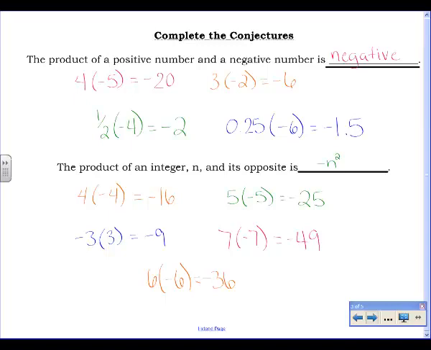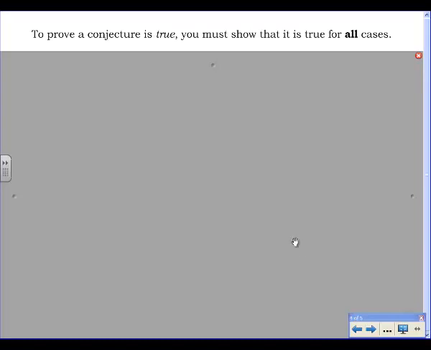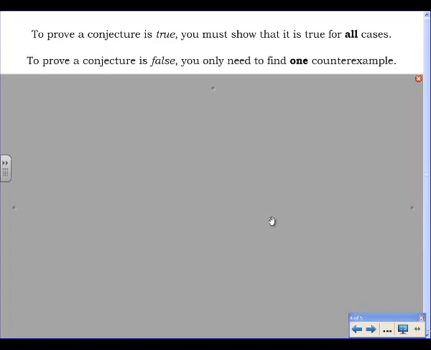Now let's talk about proving, well, actually disproving conjectures. To prove that a conjecture is true, we have to prove that it's true for all cases. That requires a formal proof. And like I said before, we'll talk about that part later. For now, we're stuck with disproving, but don't worry, this part is fun too, not to mention much easier. To prove that a conjecture is false, we only need to find one counterexample.